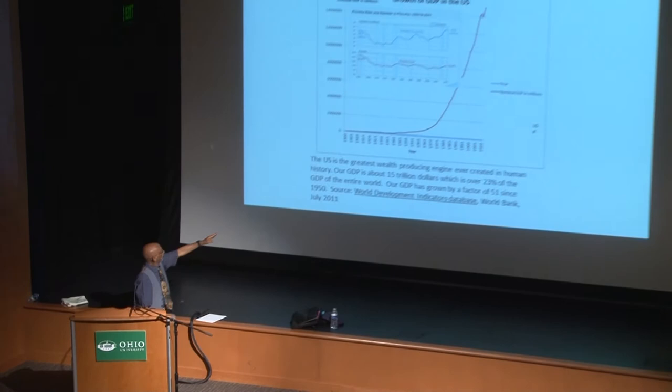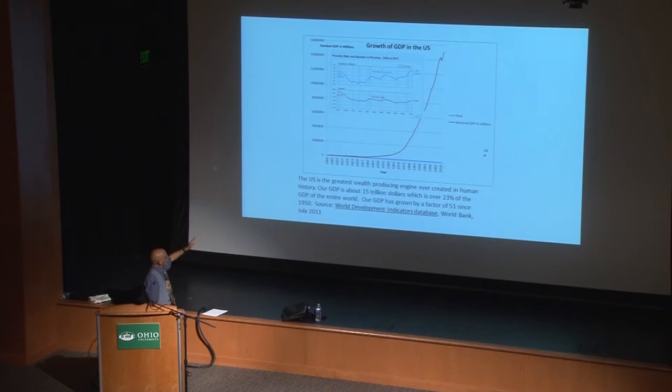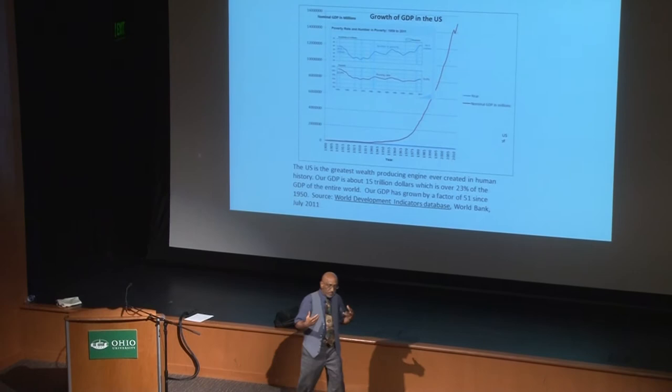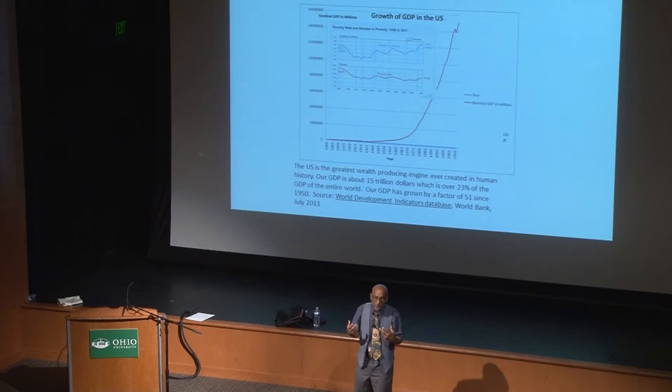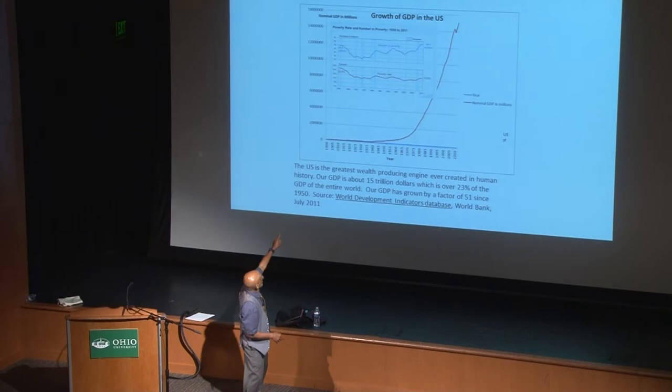So on this graph, going from 1900 to 2000, that's the US GDP. The US is the greatest wealth-producing engine ever conceived in human history. Our GDP is around $16 trillion. That's a lot of money. That's about 25% of the world's GDP. It's a lot of money. And yet, when you look at those other figures, you'll see that that has not eradicated poverty.